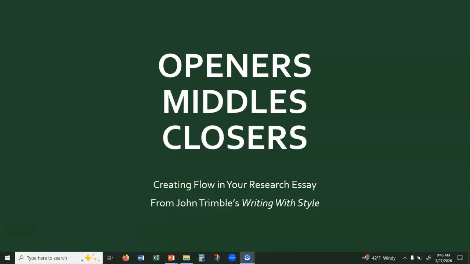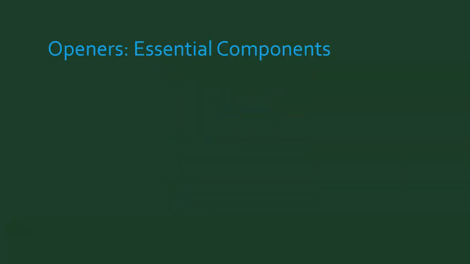This video covers openers, middles, and closers. These ideas come from John Trimble's book, Writing with Style, which is about creating flow in your essay. So to start with, his main concept is that every part of your essay needs to go together.